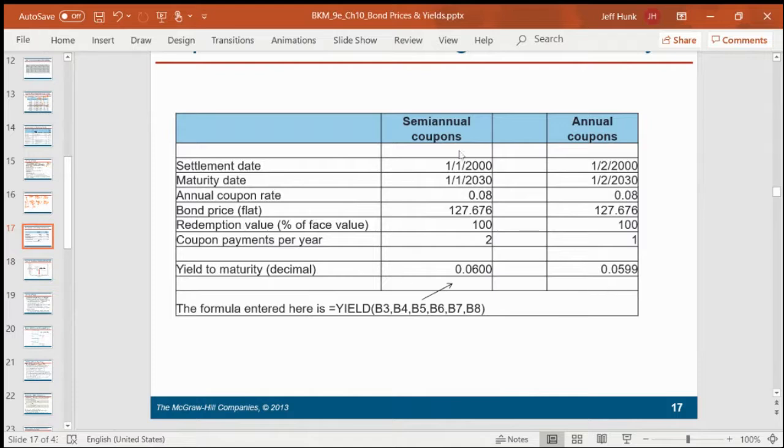I said, okay, this is the same bond because currently it's priced the same, $1,276.76, right? Priced the same, and of course the maturity value is the same, $1,000. The only difference is that the coupon is semi-annual in this case, and annual in the other. And why in that case is yield to maturity higher in semi-annual? Why is it lower in annual?